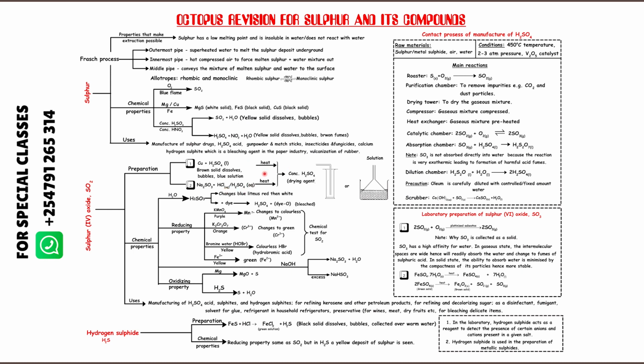Once now the sulfur 4 oxide is prepared, it is passed through concentrated sulfuric 6 acid to dry the gas and collected by downward delivery. If you want to prepare a solution of sulfur 4 oxide, you can use an inverted funnel. The role of the inverted funnel is to provide a large surface area for the dissolution of the gas and also to prevent sucking back. We have now prepared sulfur 4 oxide. We now go to the properties.